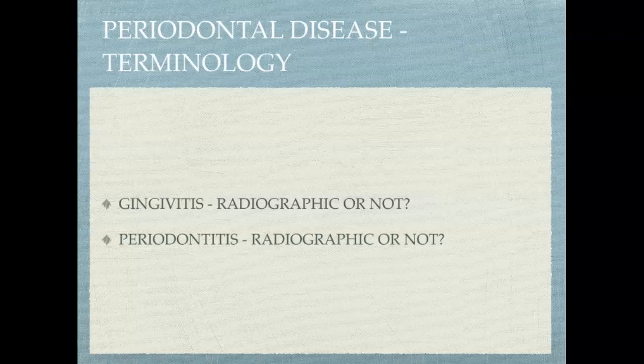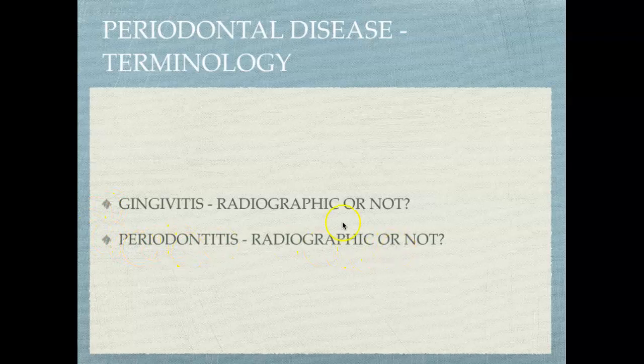So we have some terminology for periodontal disease. We have gingivitis. Now, gingivitis involves inflammation of the gingiva. Is gingiva, is that tissue radiographic or not? It is not. Soft tissue with our standard periapicals and bitewings and even a panoramic do not produce enough radiation to actually see gingiva, so it is not radiographic.